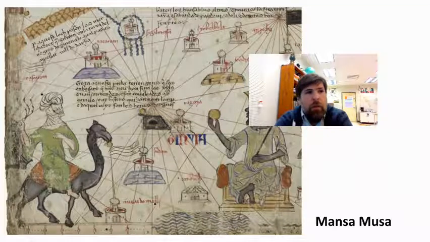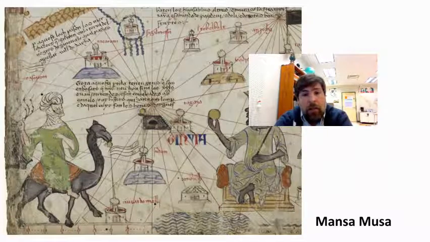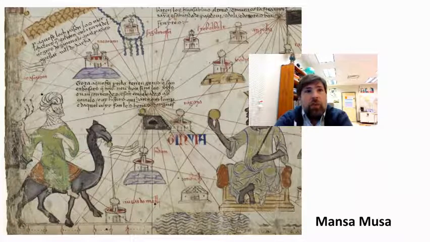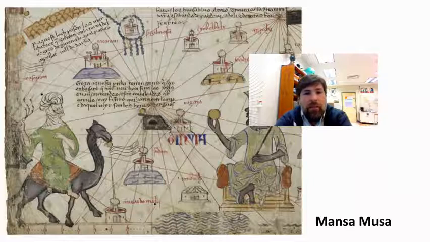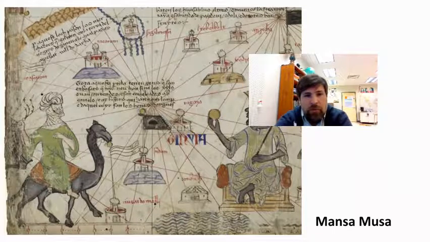He was so wealthy that apparently when he went on his pilgrimage to Mecca, in Saudi Arabia, he gave away so much gold that he devalued gold. Gold became worth less money because it was so easy to get, because Mansa Musa was just handing it out right and left.